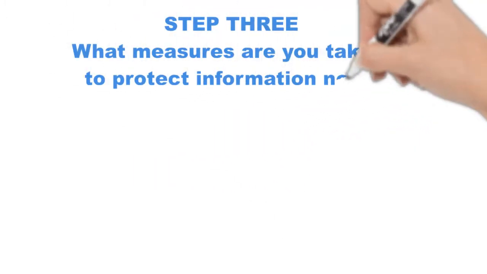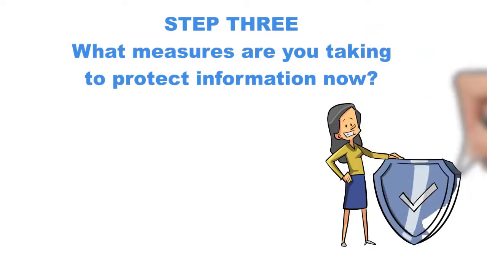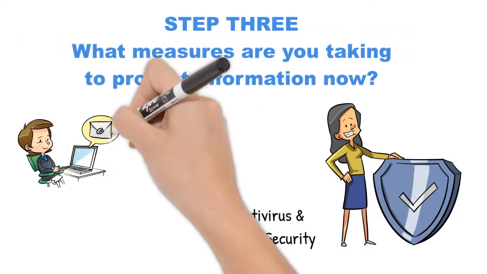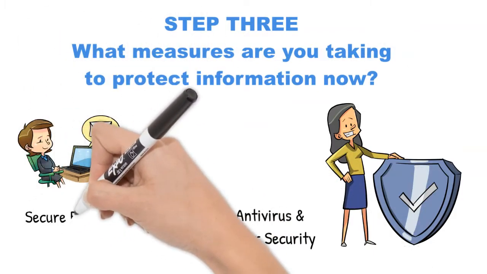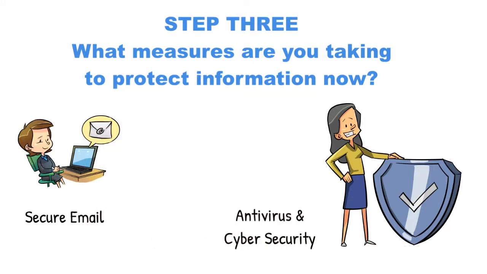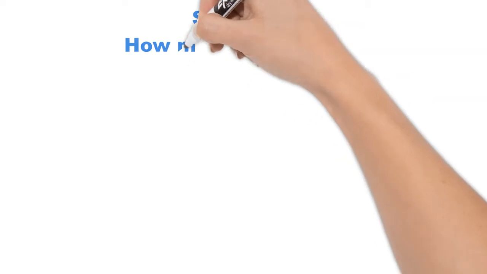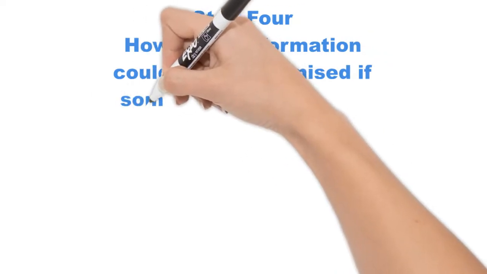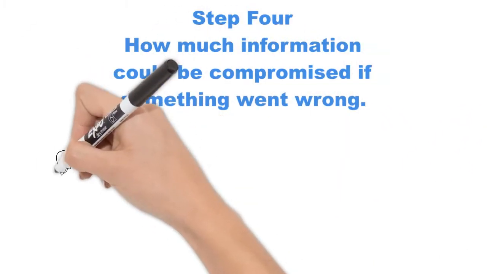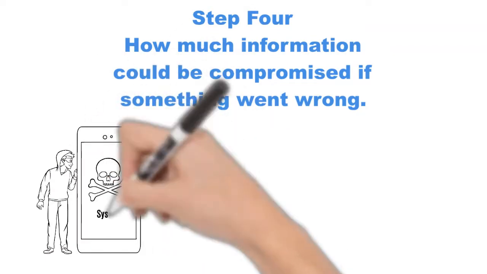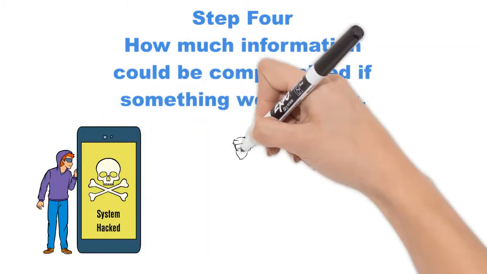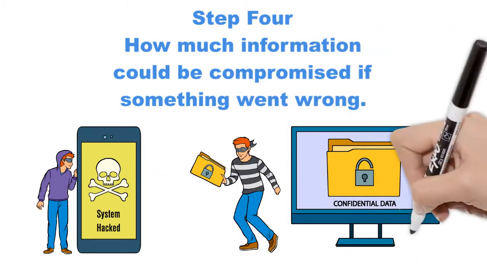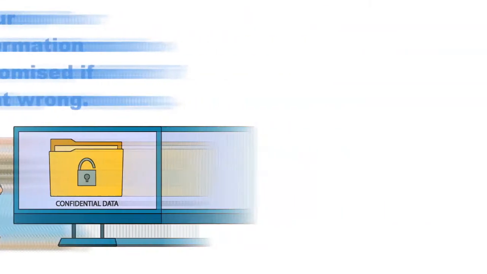The third step, look at what measures you're taking to protect the information now. Your security, your antiviral, locked cabinets, all of those things, secure email. Figure out what you're doing right. Then look at how much information could be compromised if something went wrong. So in your phone, do you have two clients' information or every client's information, past and present? How much information is in there? Is it just a phone number? Is it an address? Is it a full name? How catastrophic would it be if this information got out there?